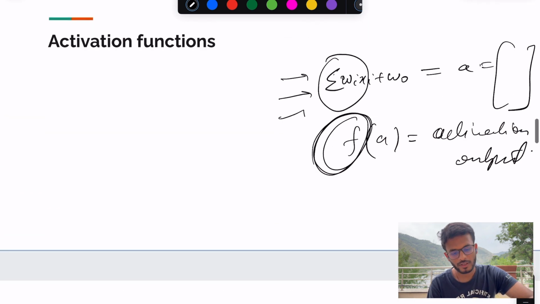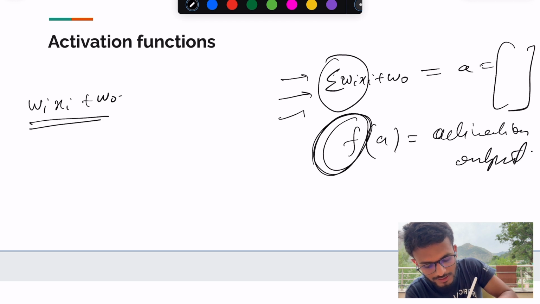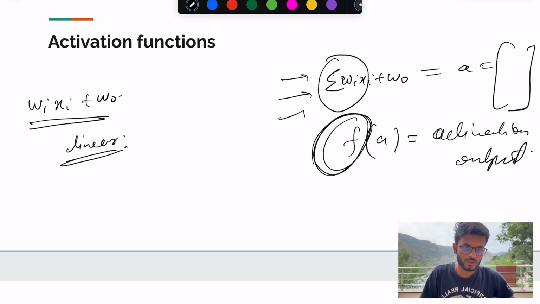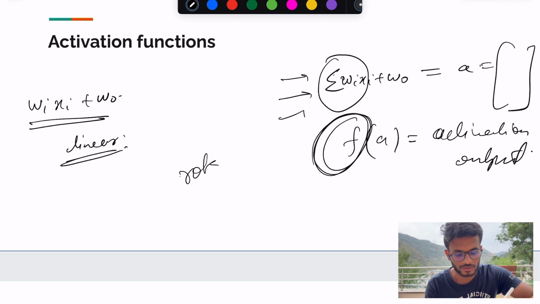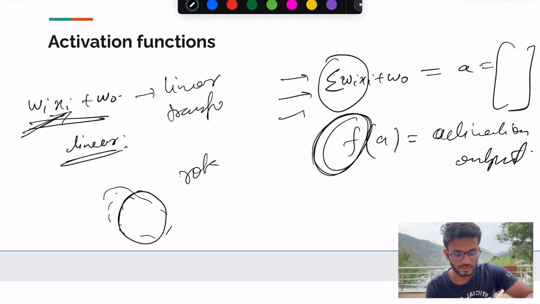So let's start with the need. If you see this multiplication wi xi plus w naught, this is linear in nature. So what do I mean by linear in nature? It's a linear transformation, like rotation. You take something, you rotate it by some angle, and that becomes your linear transformation. So matrix multiplication is a linear transformation. Linear functions have to follow certain properties in order to be called a linear function, but we'll go with the basic one.